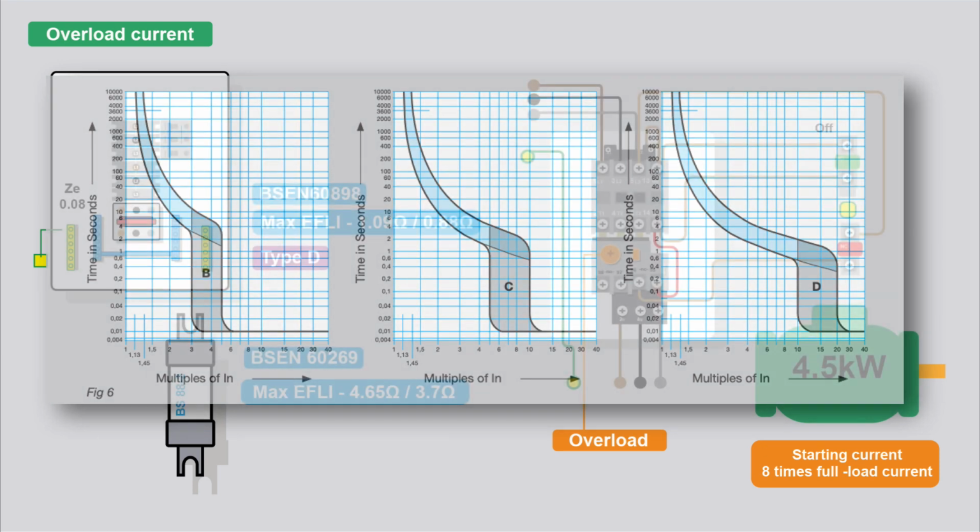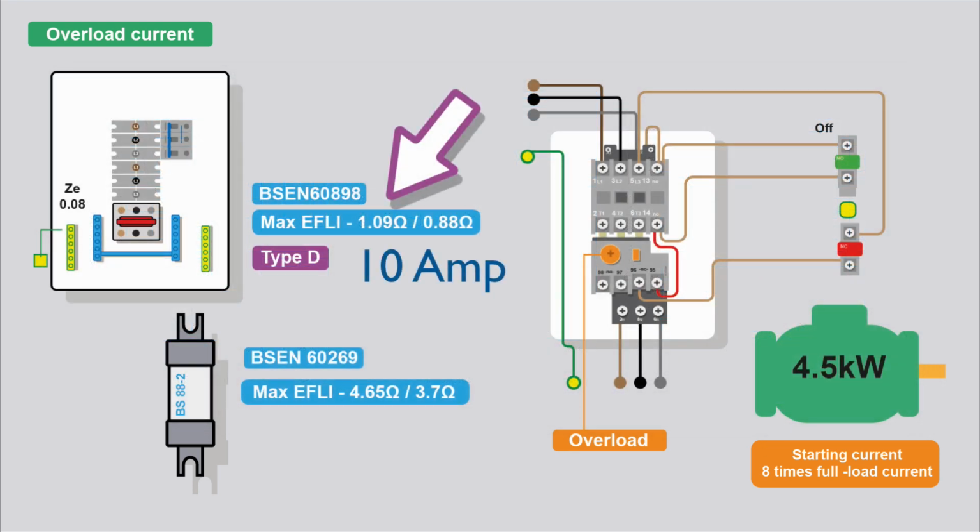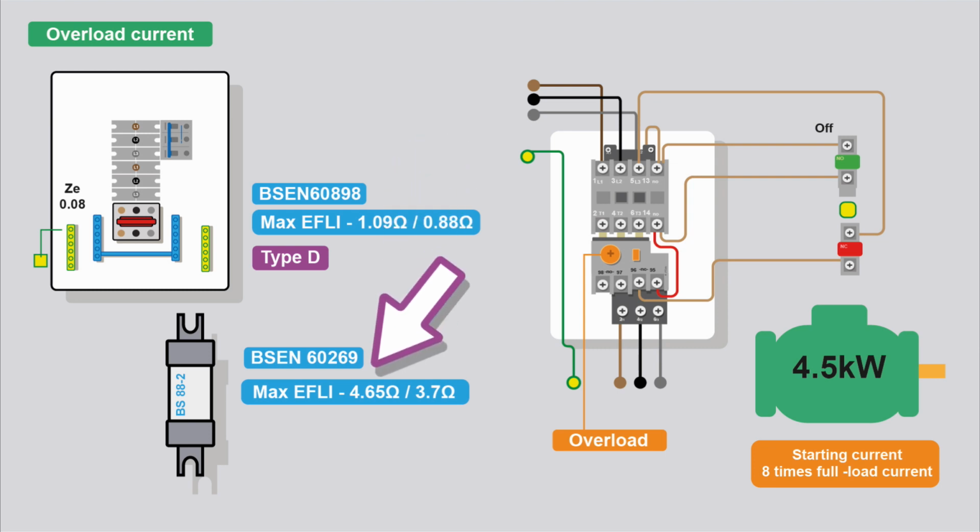Issue with that though is, look at our earth fault loop impedance. A maximum earth fault loop impedance is 1.09 ohms at 70 degrees, 0.88 at 10. So that's going to have a bearing on the length of run or the size of cable we choose. Or you might decide to go for a fuse, your BS88 type fuse. And if you look at the maximum earth fault loop impedance, this is for a 10 amp fuse, it's 4.65 ohms. So you've got a little bit more leeway there, haven't you, in your design of this circuit. In this theoretical example, I'm going to be using the BS88 fuses.